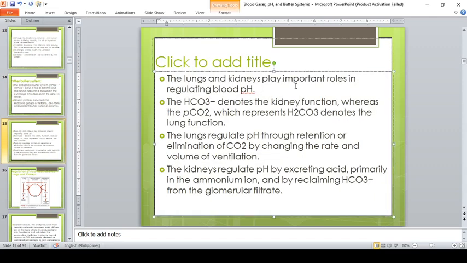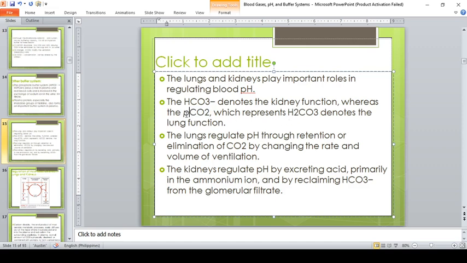The lung and kidneys play an important role in regulating the blood pH because they are the main organs involved in maintaining the acid-base balance in the body. So the HCO3 or the bicarbonate denotes the kidney function because this is the compound that is eliminated or retained by the kidney to maintain the acid-base balance, whereas this one is partial pressure of carbon dioxide, which means the dissolved concentration of carbon dioxide in the blood. Okay? So the partial pressure of carbon dioxide, which represents the carbonic acid, denotes the lung function.